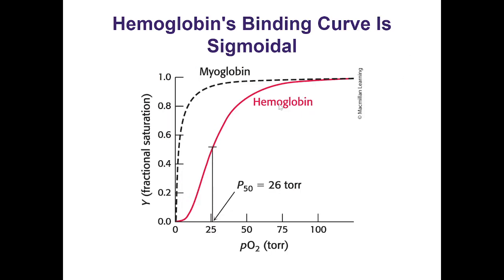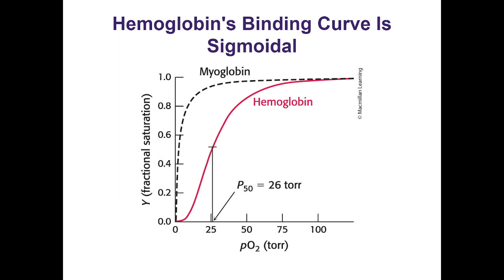Okay, so this right here is actually the binding curve for myoglobin and hemoglobin. What do you notice about myoglobin's binding curve? That's just straight up logarithmic, isn't it? Yeah. That's not sigmoidal for myoglobin, is it? What do we notice about hemoglobin's binding curve, on the other hand?